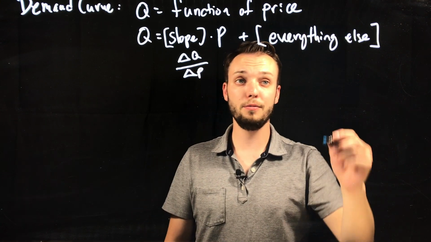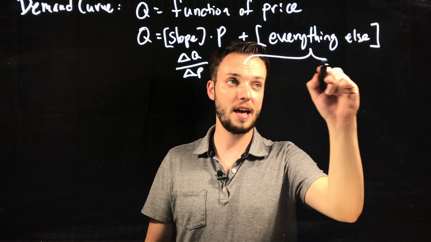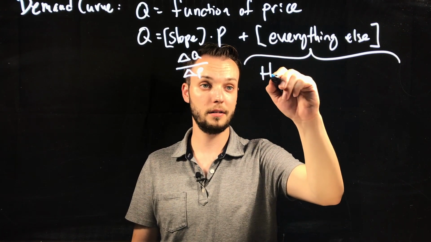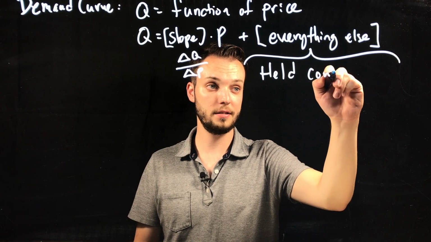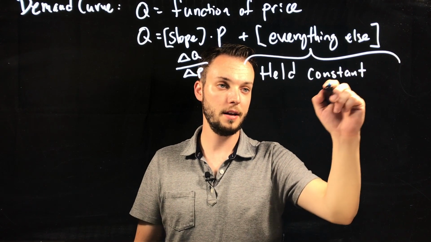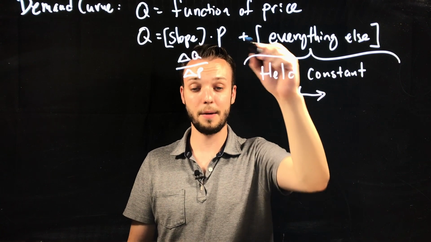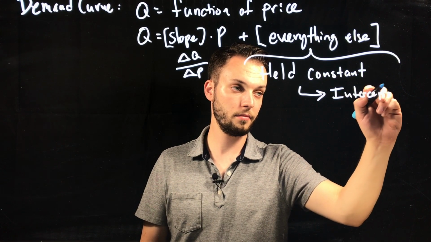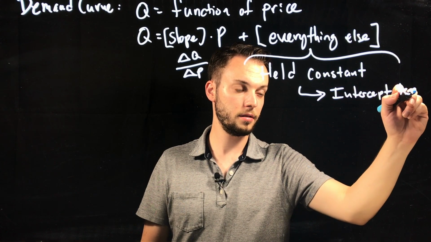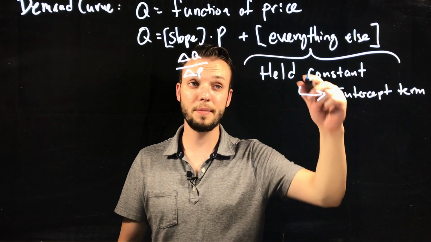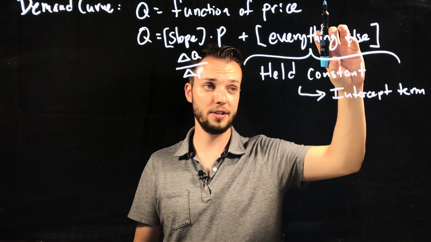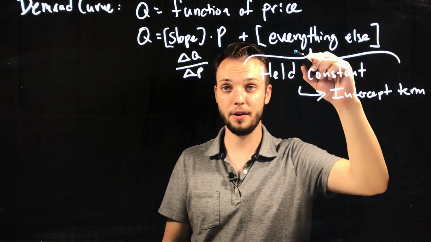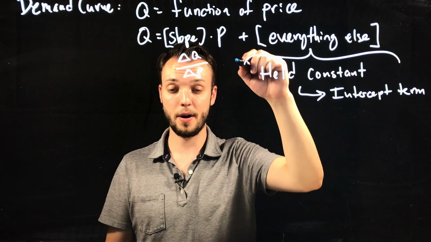Okay? So to start, we're assuming that this everything else is all held constant. So this whole thing is just one number. And you can think of this as the intercept term in this linear equation. Right? So if something were to change with this number, this intercept term, then we'd have a shift of this line, okay? Or the line that's represented by this equation.